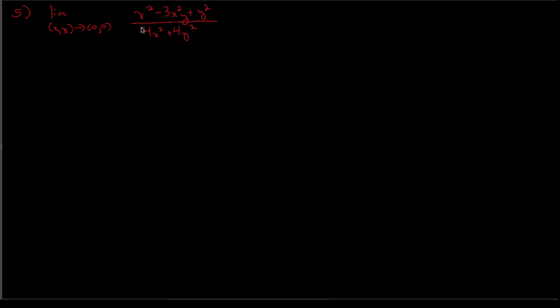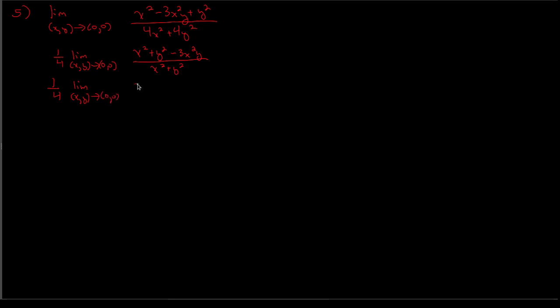Now I'm going to rearrange this so that we can get some things out of the way. So first I'm going to pull out a 4 from the denominator. So I'm going to have 1/4 times the limit as we approach the point 0, 0 in the xy plane of (x squared plus y squared minus 3x squared y) over (x squared plus y squared). And I'm going to break this fraction apart.